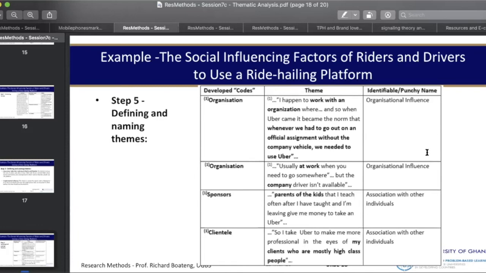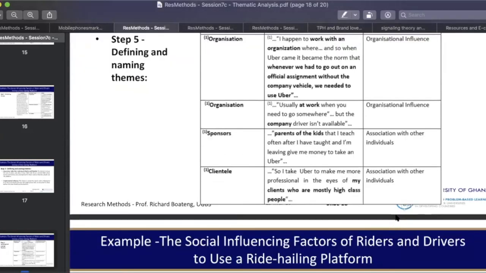So let's continue. Look at the sponsors one. Parents of the kids that I teach often give me. So that's association with other individuals. So I take Uber to make me more professional in the eyes of my clients, who are mostly high-class people. Interesting. Association with other individuals. So you see, all these punchy themes are coming from the codes you developed, and then the themes that you develop around the codes. This is a punchy theme that you can come up with.